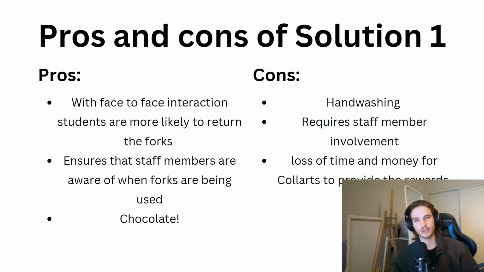There are definitely a lot of cons for this solution though. It involves hand washing, which I know a lot of students would not be keen on, and I think that would be another reason for them to either avoid using the forks or avoid replacing them. It also requires a lot of staff member involvement, and involvement from teachers or whoever's working on reception at the time. And there's also a loss of time and money for Collarts to be providing the rewards.